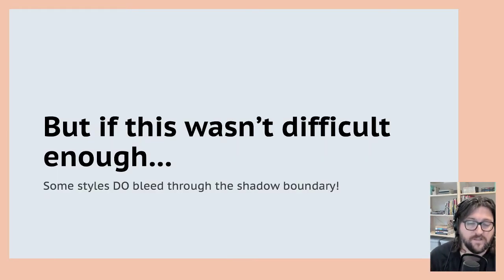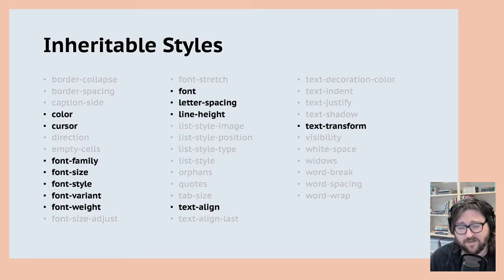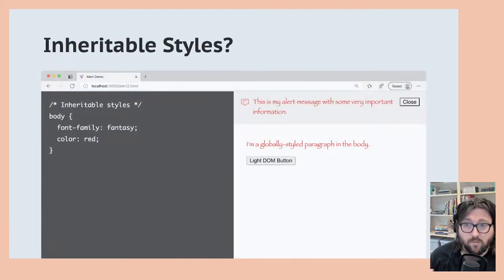But if this wasn't difficult enough, some styles do bleed through. It doesn't make sense. Well, it kind of makes sense. They're called inheritable styles, which, I had to look it up on W3 Schools, are basically these properties that can have the value of inherit, but they are the basically texty, color and font and transformy kind of values. They are stuff that you would sort of expect to pass to an iframe or something like that. These are styles that will pass down to a web component.